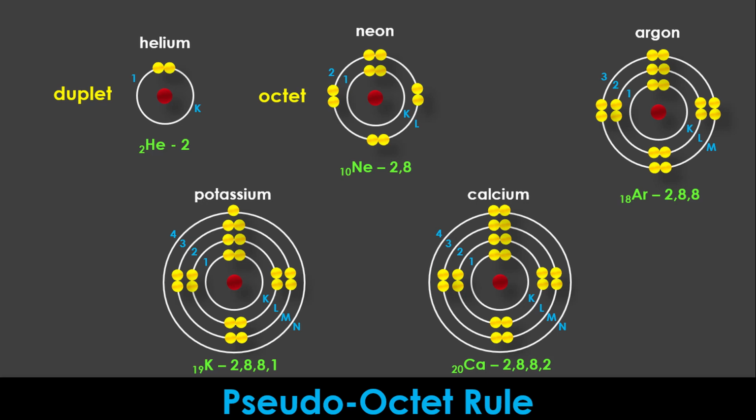Therefore, if the 19th and 20th electrons had gone into shell M, the expected electron distributions of potassium and calcium would have been 2, 8, 9 and 2, 8, 10 based on the 2n squared rule, and this would have violated the pseudo-octet rule. So now that we know how to write the electronic configuration of the first 20 elements, let's now see how we can use the electronic configurations to determine their positions in the periodic table.